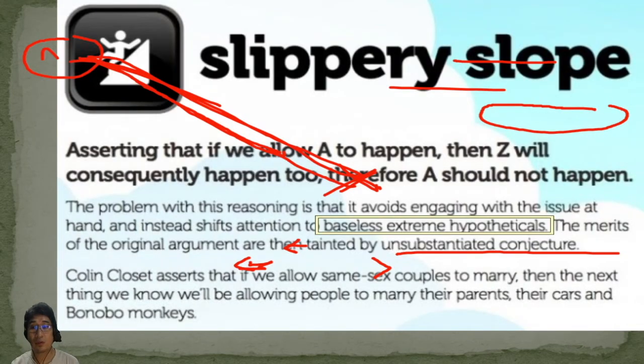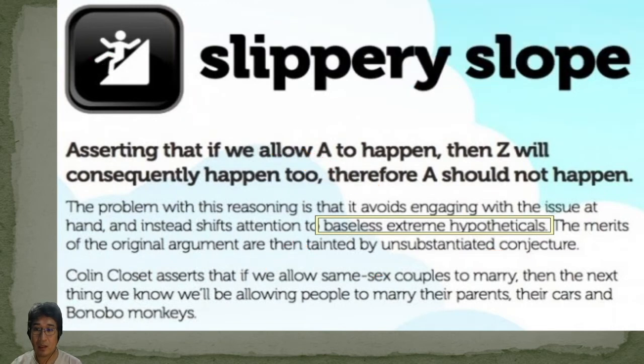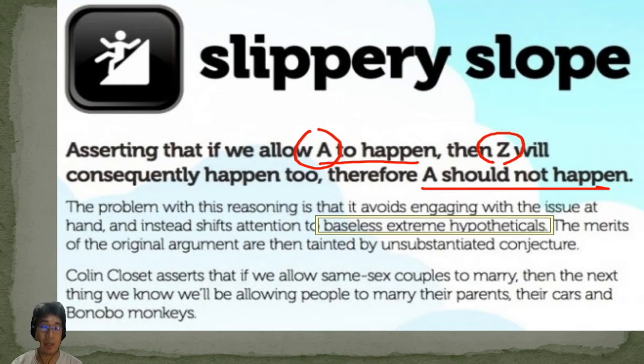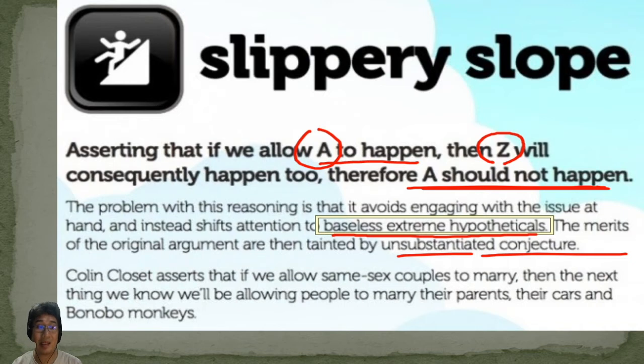Slippery slope, let's check the definition here: asserting that if you allow A to happen, then Z will consequently happen too. Therefore, A should not happen. Yung A na tinutukoy natin dito is not a harmful event. Pero yung Z na tinutukoy natin dito is the harmful event. Now, if you don't want the Z to happen, sabi dito, A should not happen. The problem with this reasoning is that it avoids engaging with the issue at hand and instead shifts attention to baseless extreme hypotheticals. Yung baseless extreme hypotheticals dito is yung harmful proposition. Example, yung pag magkakaroon ng gay character sa TV would lead to interspecies marriage. The merits of the original argument are then tainted by unsubstantiated conjecture. Ibig sabihin ng conjecture dito yung assumption, opinion, na walang substance, na baseless yung claim.